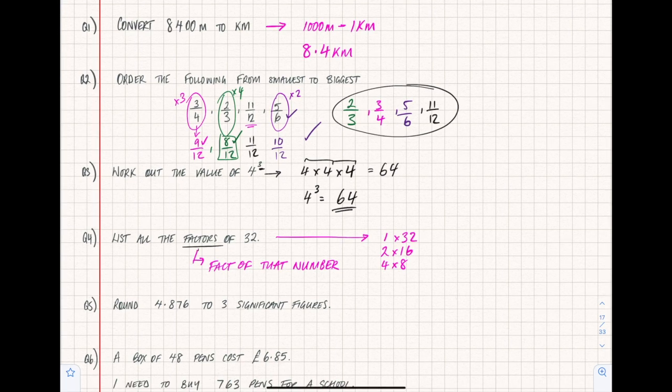Then from here, because I've now got back to the 8, these are all my factor pairs. So I then write them in order. So I can say 1, 2, 4, 8, 16, and 32. They are all my factor pairs. They are all the numbers that would multiply to give me 32.